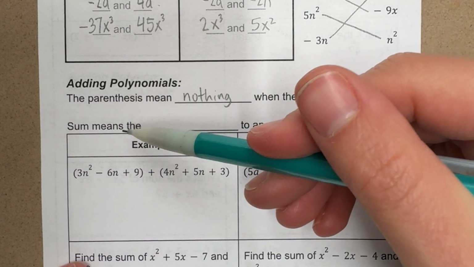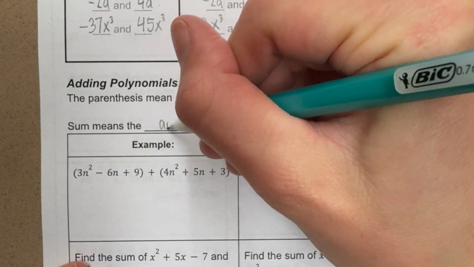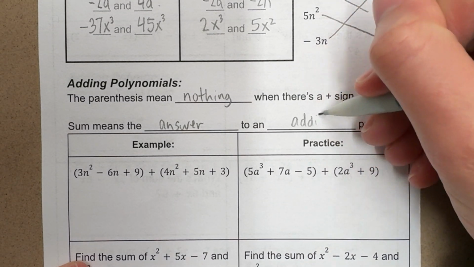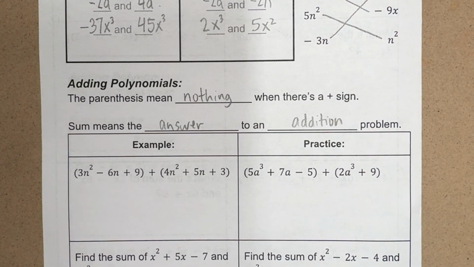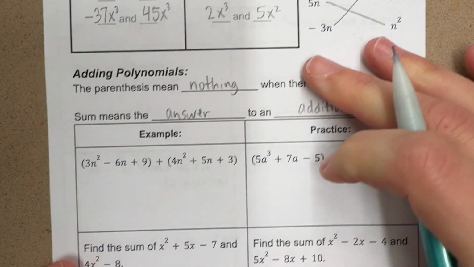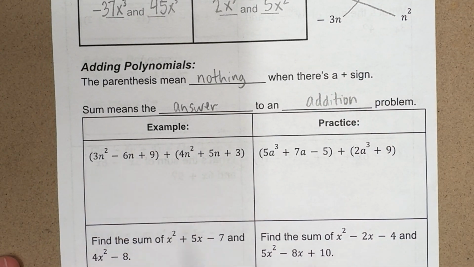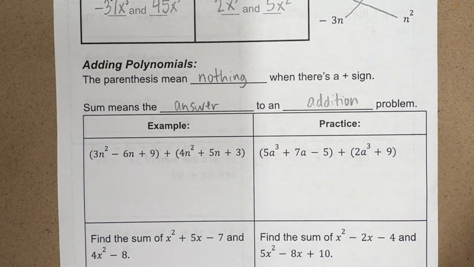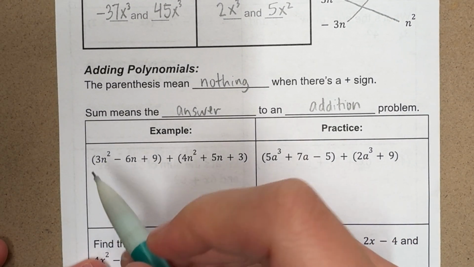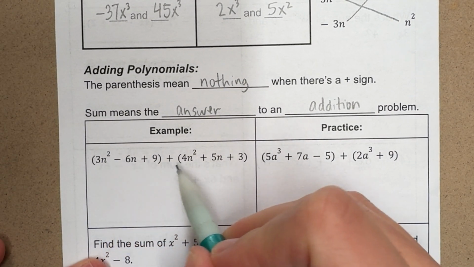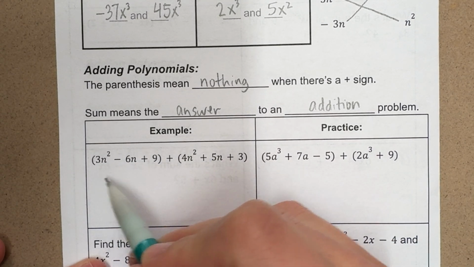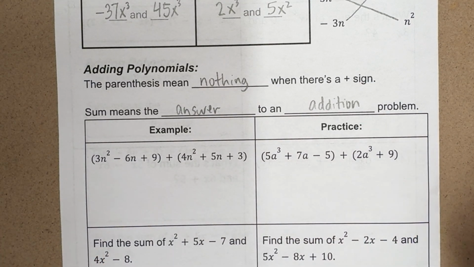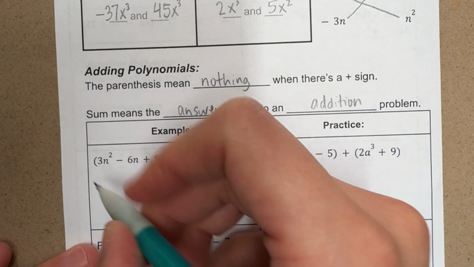And then when we see the word sum, sum means the answer to an addition problem. So if I say, what's the sum of 3 and 5? That just means add 3 and 5. What do you get? Oh, it's 8. So let's take a look at a couple examples. Here, the parentheses really don't mean anything. I'm adding this and adding this. I could tell you to rewrite it without the parentheses: 3n squared minus 6n plus 9 plus 4n squared plus 5n plus 3, and just rewrite the whole thing without the parentheses. But that just seems like a waste of your time.